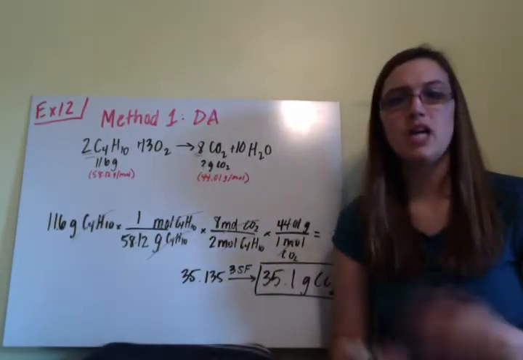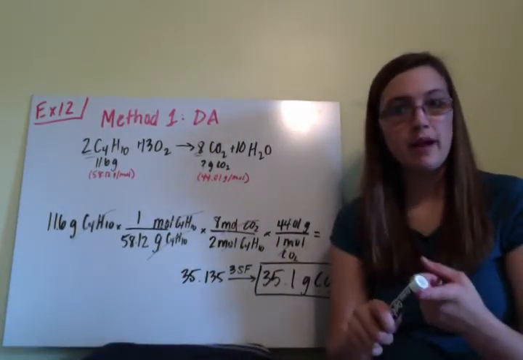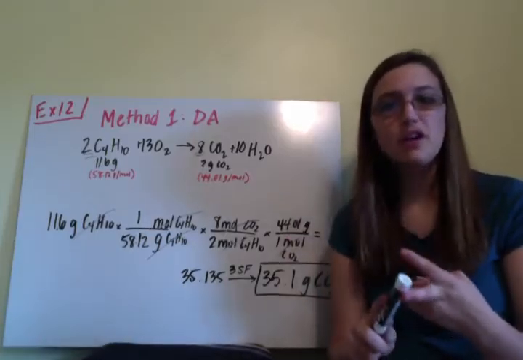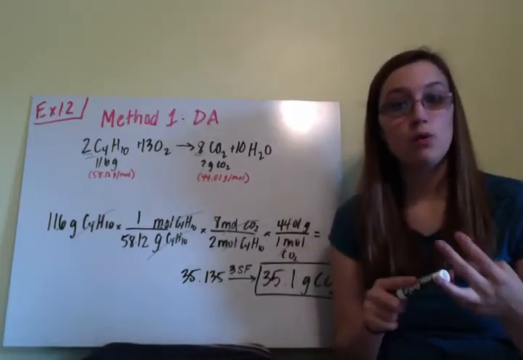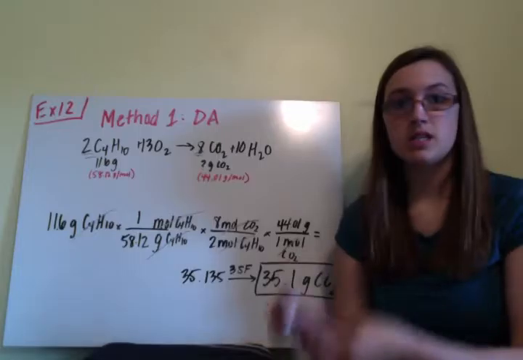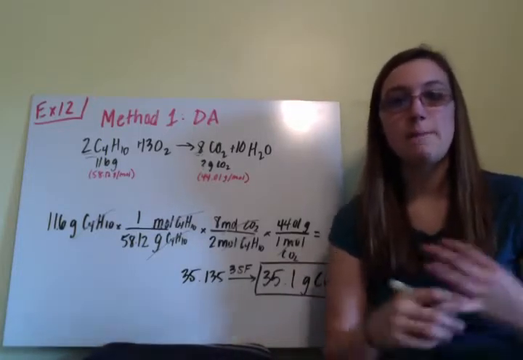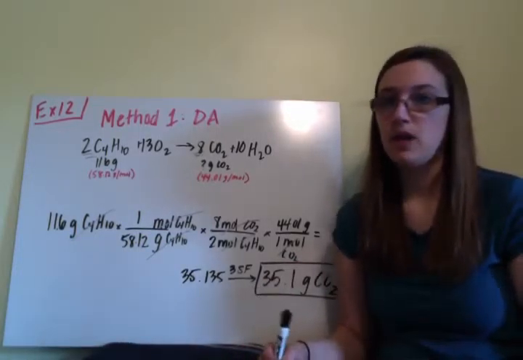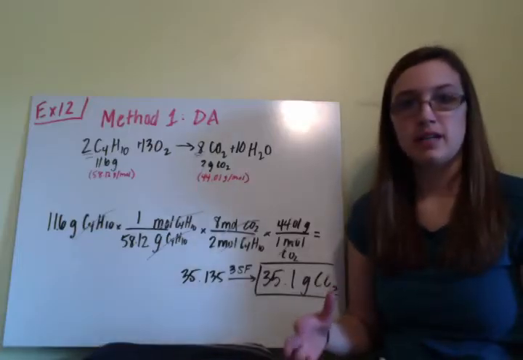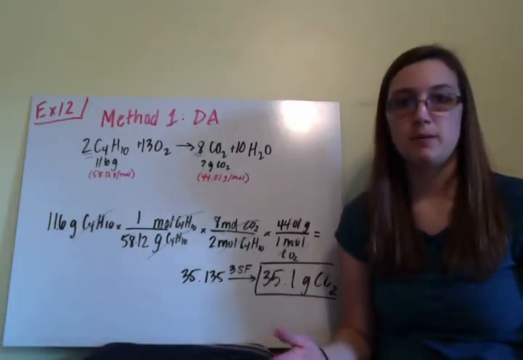Now, just to summarize what we did in this, we wrote and balanced our equation. You convert your given to moles, use the mole ratio to go from one substance to another, and then convert back to the desired unit. So this is using dimensional analysis to solve the stoichiometry problem.